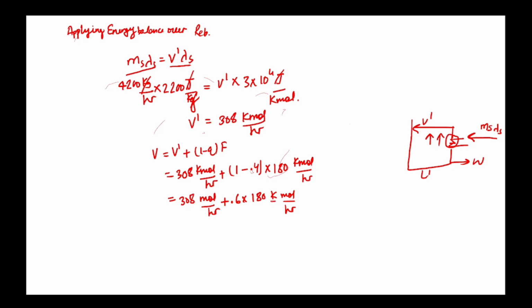This K will work as 1000. Okay, so you have to multiply by 1000. Okay, right? So this is the thing. But we can add them directly. So we will get 416 kilomole per hour. Let me check once.